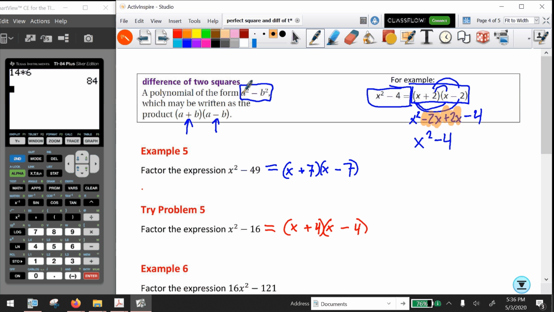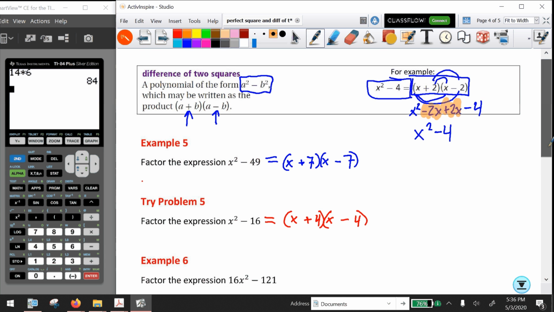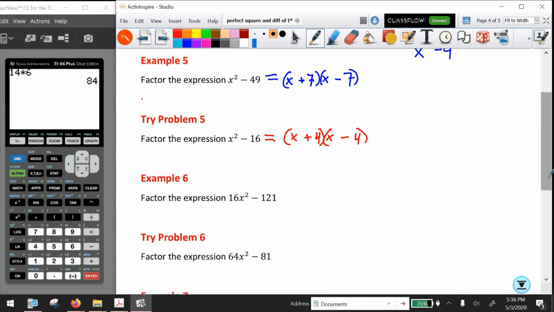Here's an example. Factor the expression 16x squared minus 121.